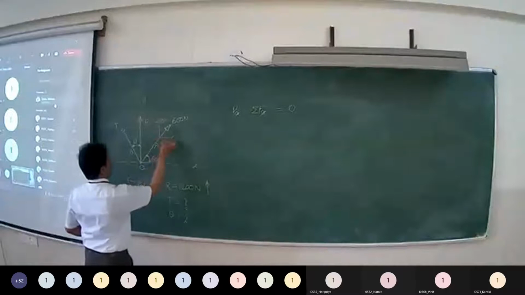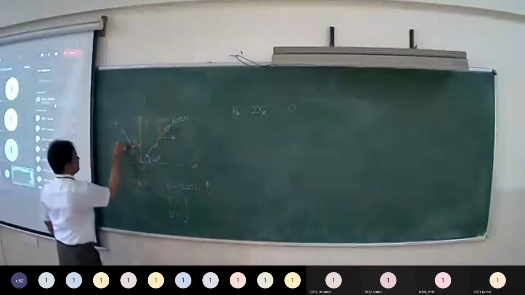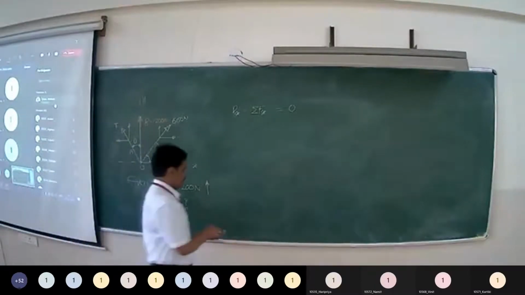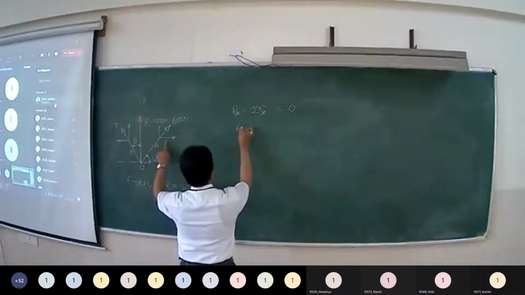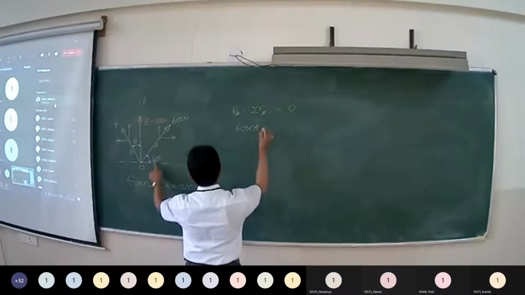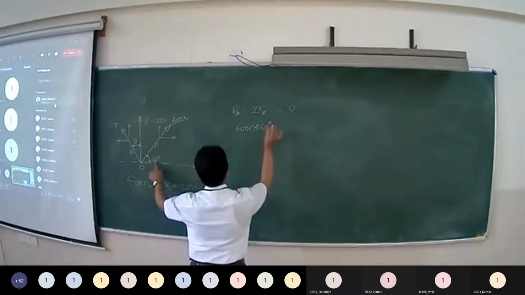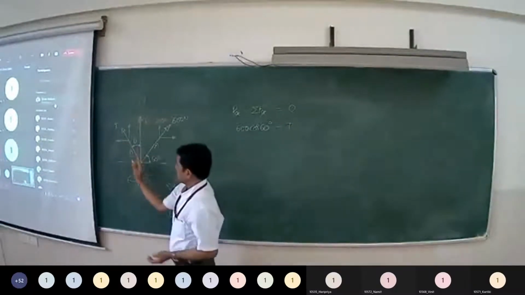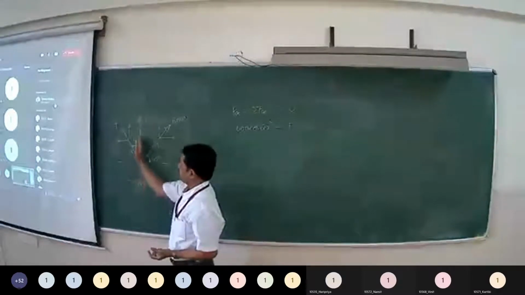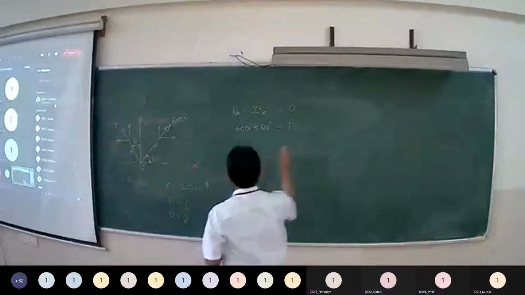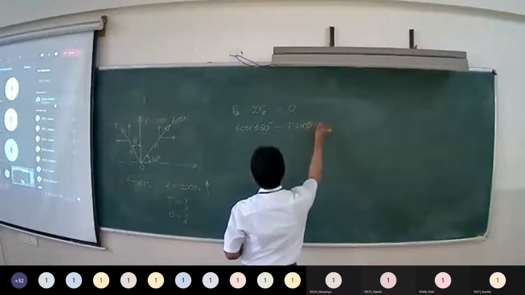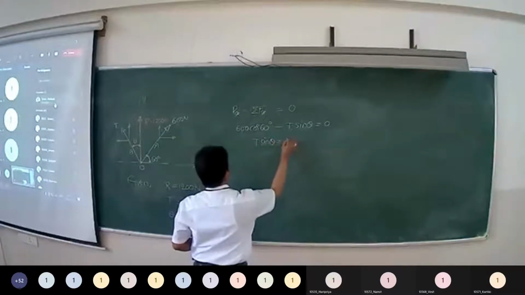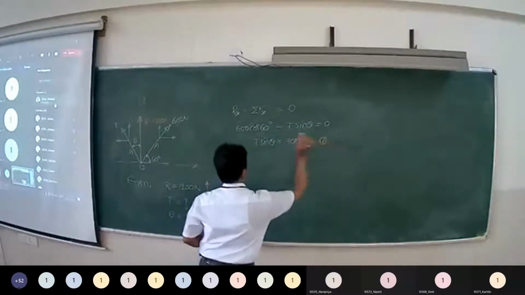So resolving these forces into x and y components and taking algebraic sum. X component of 600 is 600 cos 60. X component of T is minus T. Here theta is the angle with respect to y, so y component is cos theta, x component is sin theta. Minus T sin theta is equal to 0. So T sin theta is equal to 300.